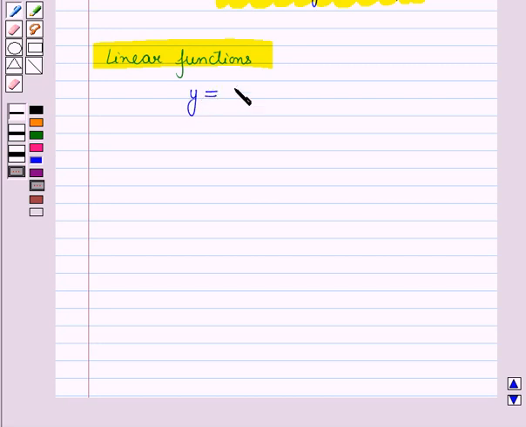Now we know that a linear function is of the form y is equal to mx plus b, where x is the independent variable, y is the dependent variable, and coefficient of x, that is m, represents the slope and b represents the y-intercept, that is here m represents rate of change and b represents initial value. Also, we know how to find rate of change or slope of any linear function from graph or table. So, we can easily make comparisons.